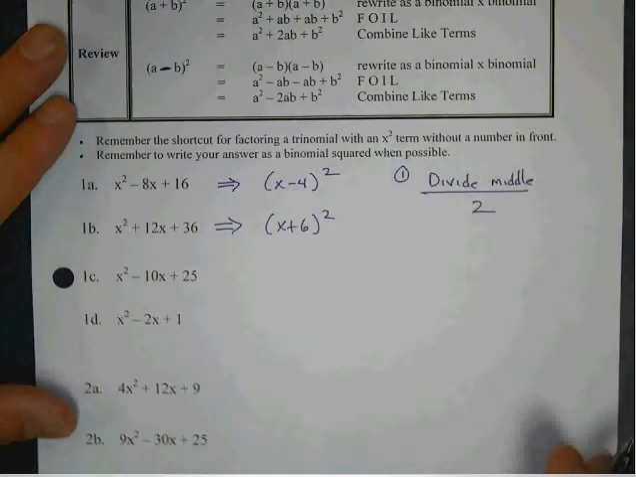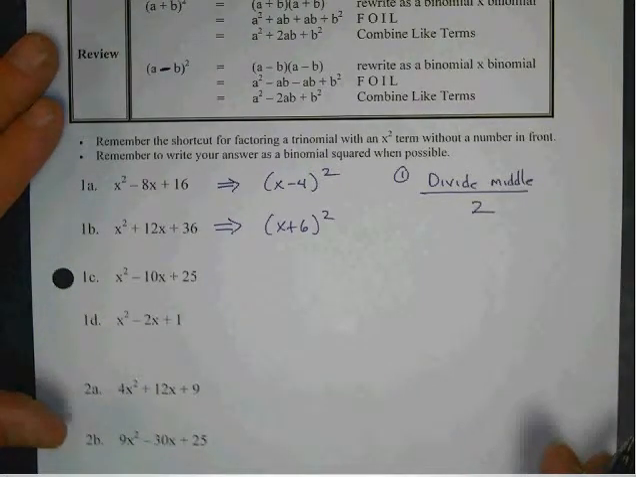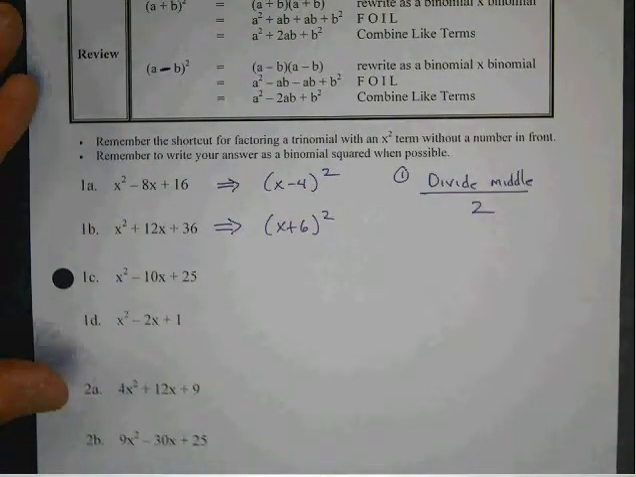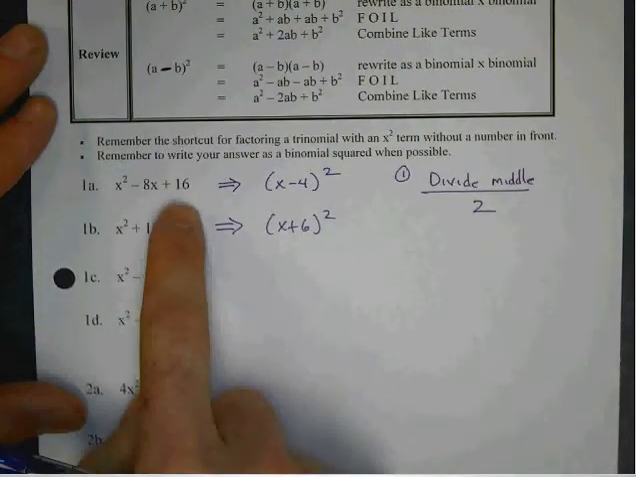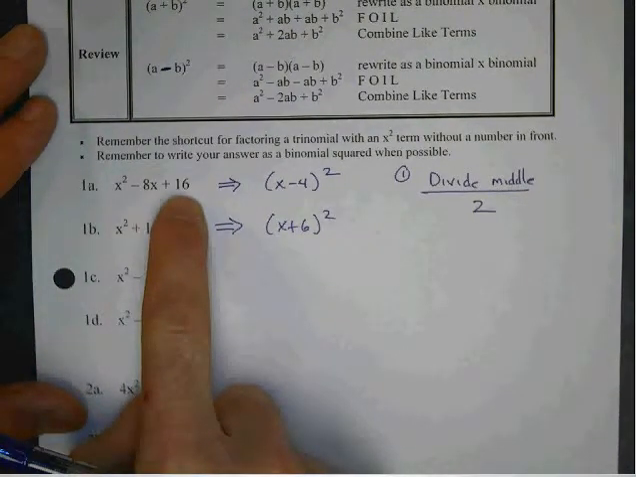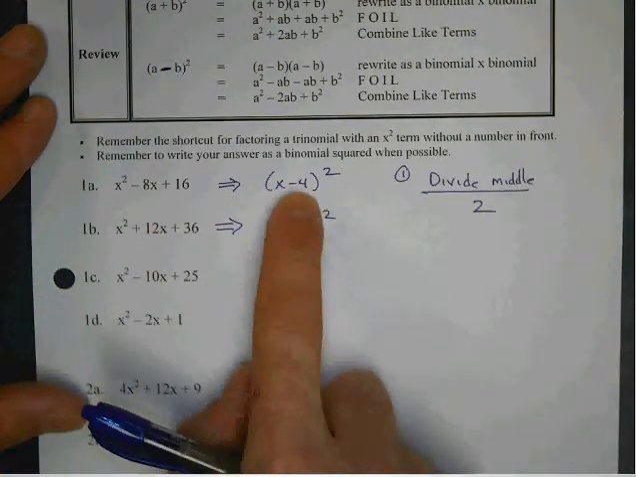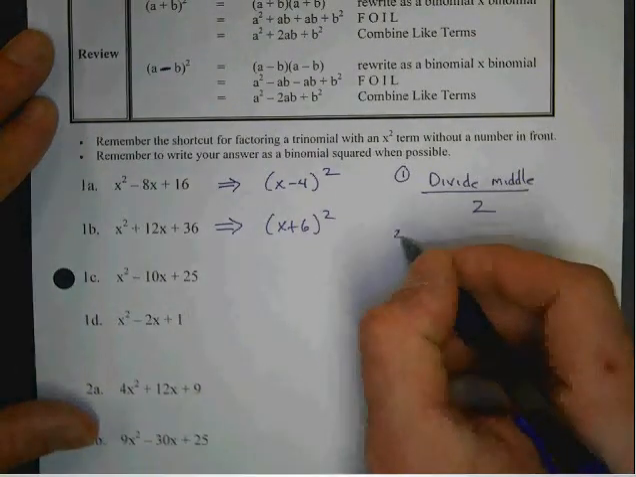Anyone see another idea? What else has to be true? John? It's the square root of the last number. All right, let's think. What's the square root of 16? 4. What's the square root of 36? 6. Now how do we deal with the negative piece? If there's a minus in it, then you just put a negative.